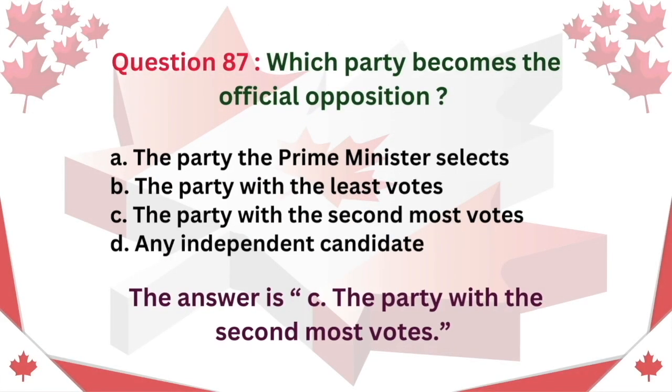Question 87. Which party becomes the official opposition? A. The party the Prime Minister selects. B. The party with the least votes. C. The party with the second most votes. D. Any independent candidate. The answer is C. The party with the second most votes.